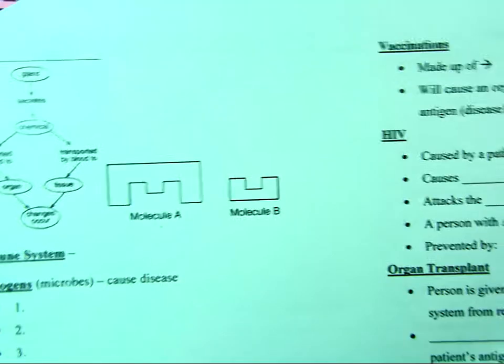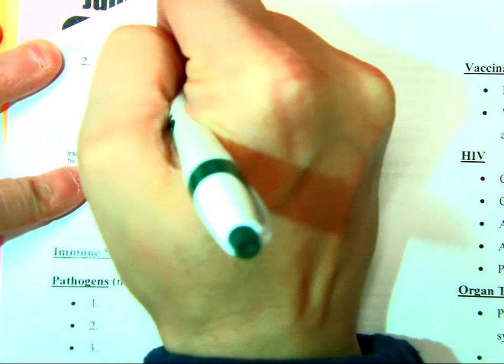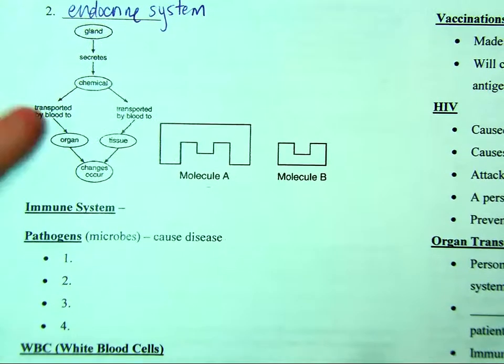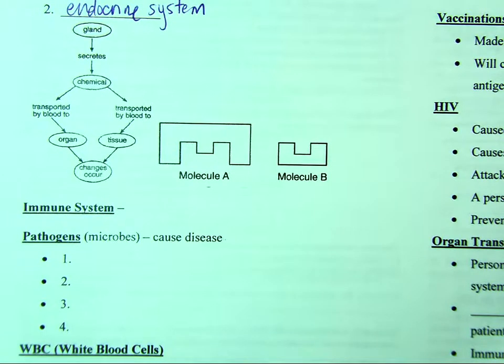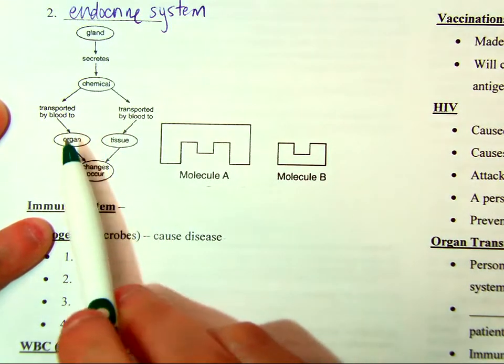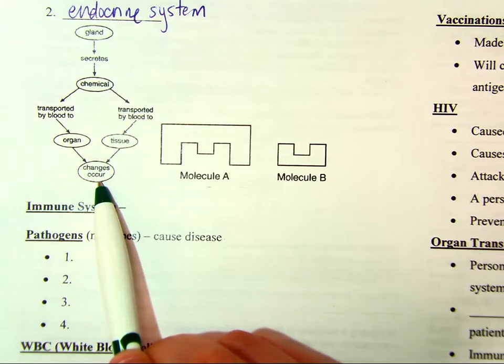The other way of communicating, which we've gone over before, is the endocrine system. The endocrine system is all about your hormones. So we have specific glands that will secrete specific chemicals that are going to respond to specific target organs. Okay. So, for example, testes secrete the chemical testosterone, which is transported in the blood to male secondary organs, which makes a change occur. So, for example, men are going to get deeper voices.